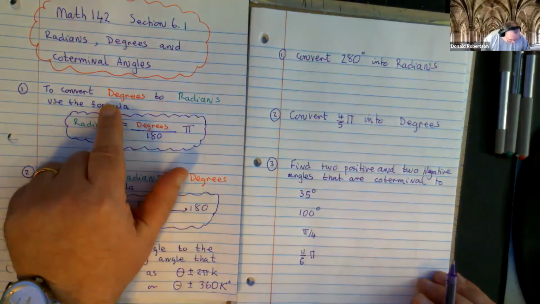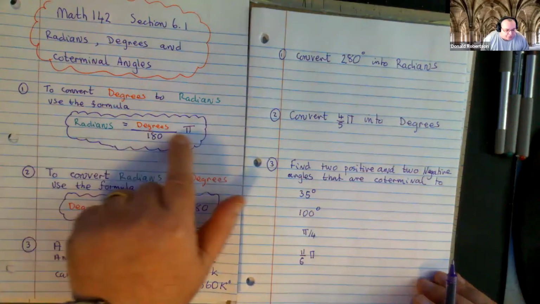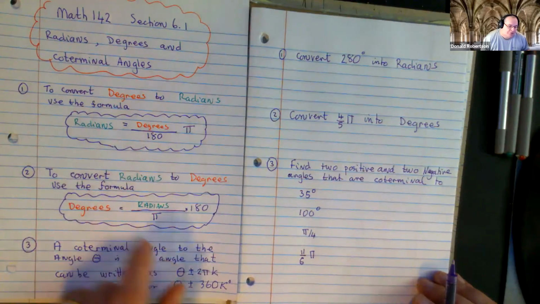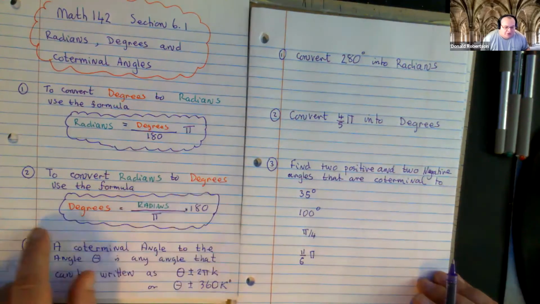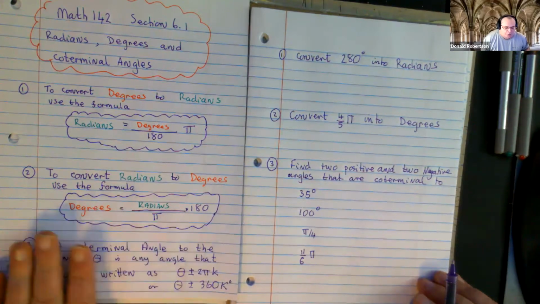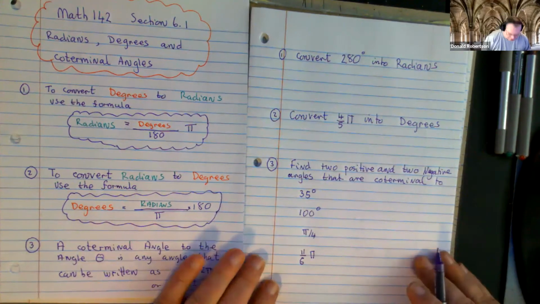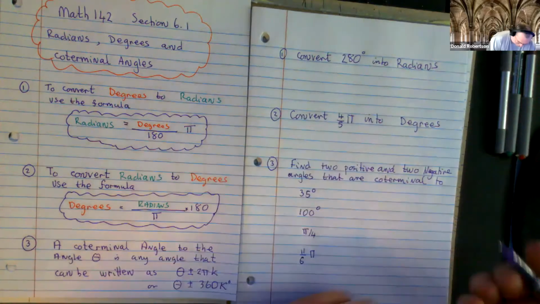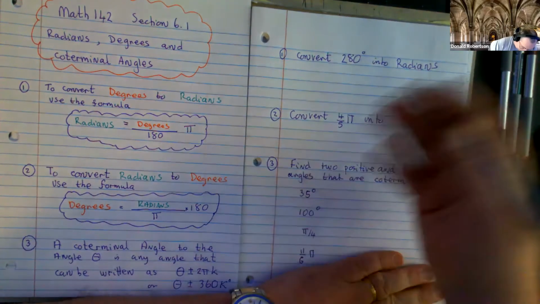So how do you convert degrees to radians? We're going to use this formula. If you get questions where you have to convert radians to degrees, we're going to use this formula, and then we'll talk about coterminal afterwards. So I've really just done one of each, just for completeness' sake.